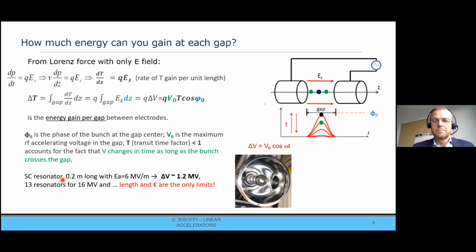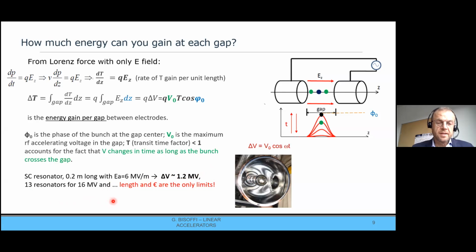So if you take, just to give a number, a superconducting resonator like the one that you see here, which is just 20 centimeters in length in the direction of motion of the beam, and which can achieve an accelerating field of 6 megavolt per meter, for example, the delta V which you get is 1.2 megavolt, which you can compare with the 16 megavolt of the electrostatic accelerator. So with just 13 resonators, you do what a tandem Van de Graaff does, and you are not limited, so you can do it as many times as you want.